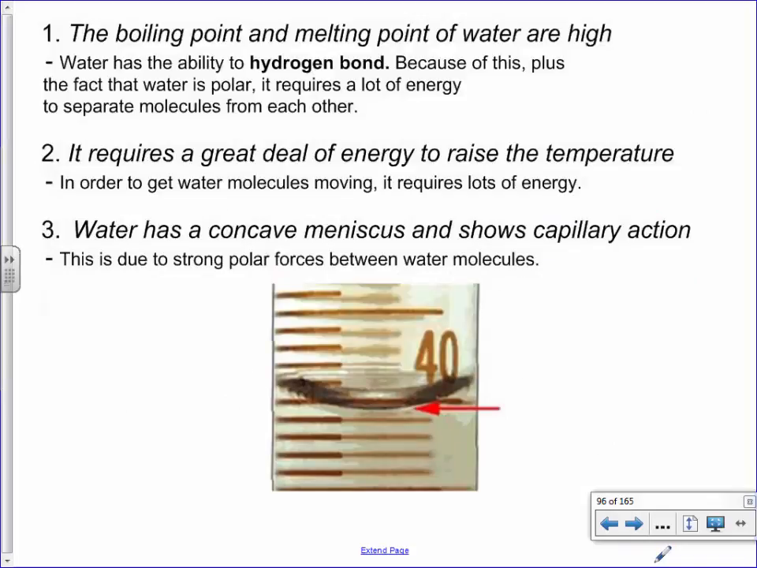just in terms of how our world works. So again, you guys can read these. I'm not going to read off the slides, but it actually means that water's boiling points and melting points are actually a little bit higher than you'd expect.